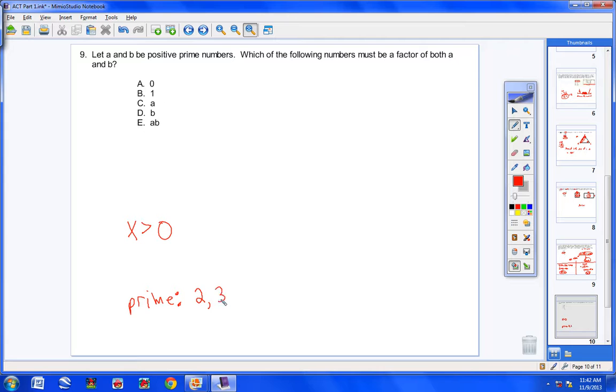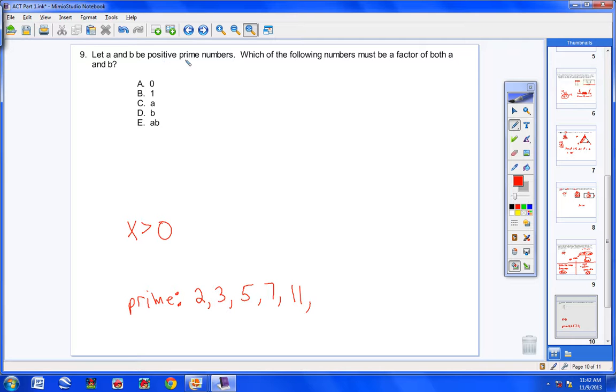So 2's prime, 3's prime, 4's prime. Is 4 prime? I did that on purpose. No, not at all, because what goes into 4? 2 does. It has to be a number that only 1 and itself go into. 5 is prime, 7's prime, 9's prime. Well, 9's not prime, is it? Because 3 goes into 9. 11, etc. So those are prime numbers.